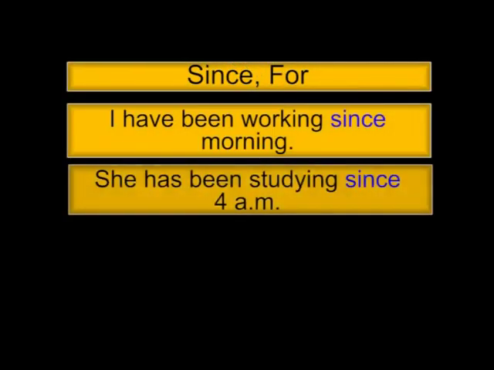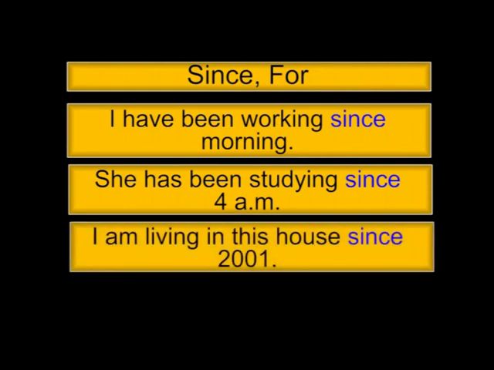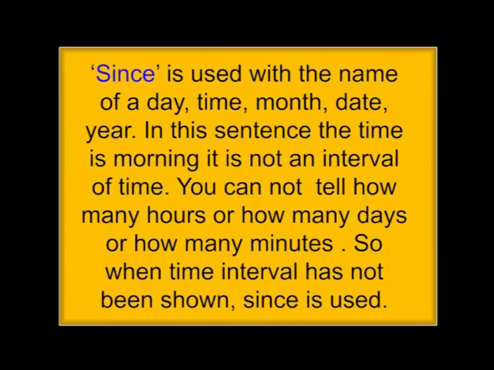Use of since and for. Look at these sentences. I have been working since morning. She has been studying since 4 a.m. I am living in this house since 2001. Since is used with the name of a day, time, month, date, year.